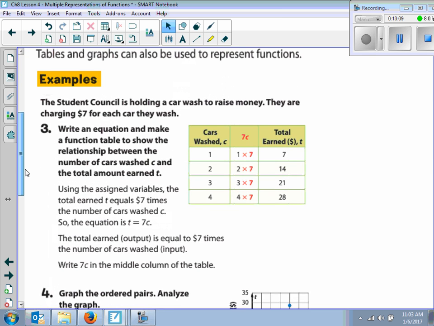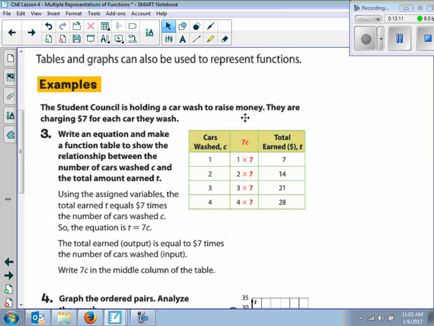Okay, so let's look at the next example. Once again, you don't have to write this down because we're just going to talk about it. The student council is holding a car wash to raise money. They are charging $7 for each car they wash. Write an equation and make a function table to show the relationship between the number of cars washed and the total amount earned, T.